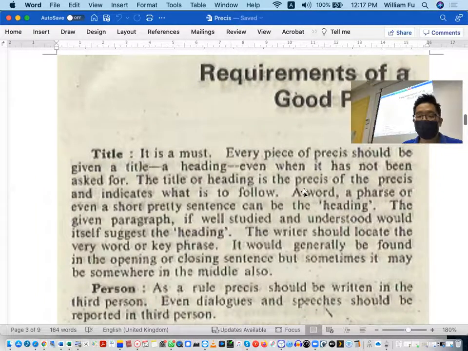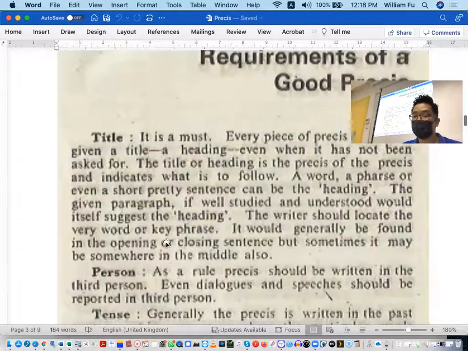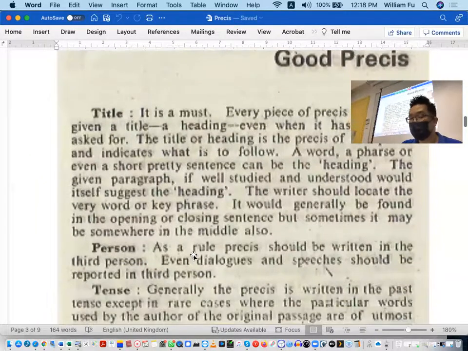Now a word or a phrase or even a short pretty sentence can be the heading. The given paragraph, if well studied and understood, would itself suggest the heading. The writer should locate the very word or key phrase. It would generally be found in the opening or closing sentence, but sometimes it may be somewhere in the middle. You try to find some interesting words to be a part of your title.